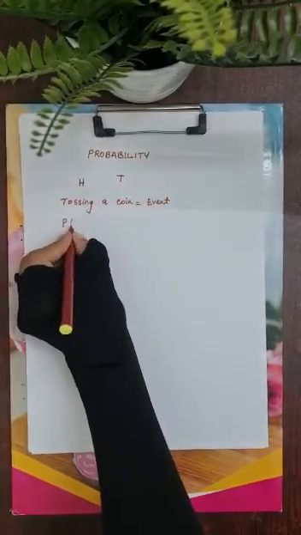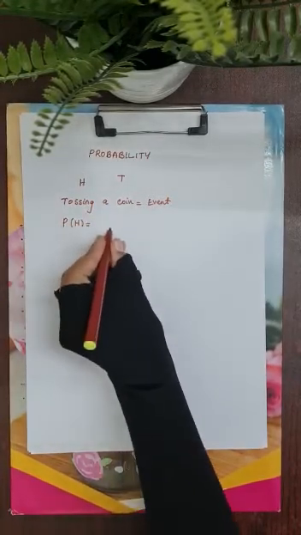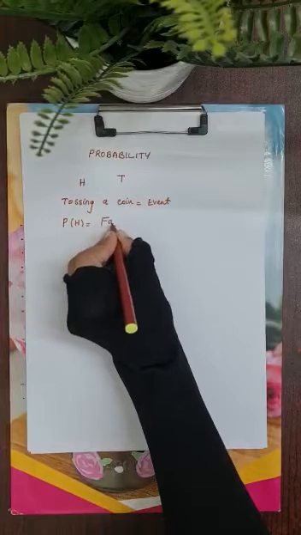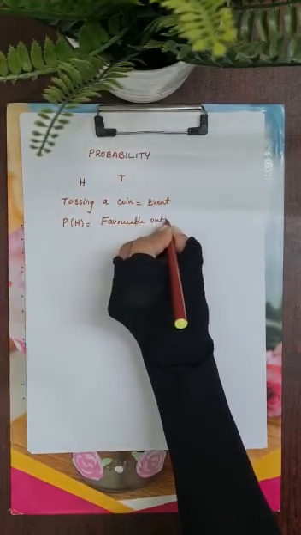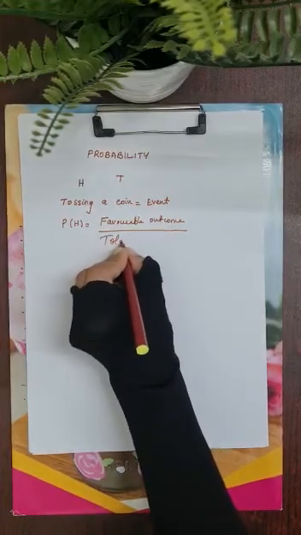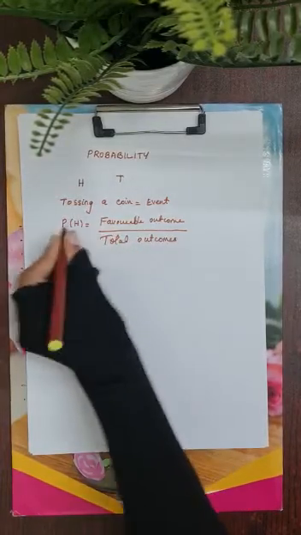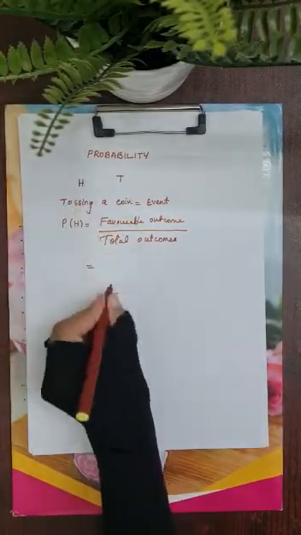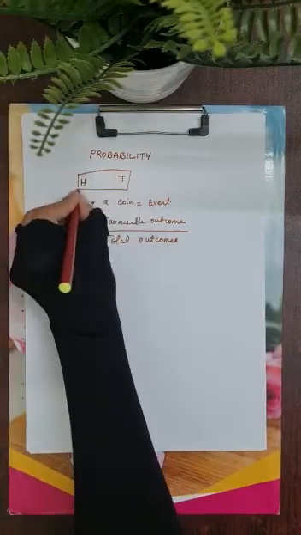So, we will write probability of getting a head is equal to favorable outcomes by total outcomes. Now, what is the favorable outcome? We have to get heads. How many heads do we have? We have only one head when we are tossing only one coin.